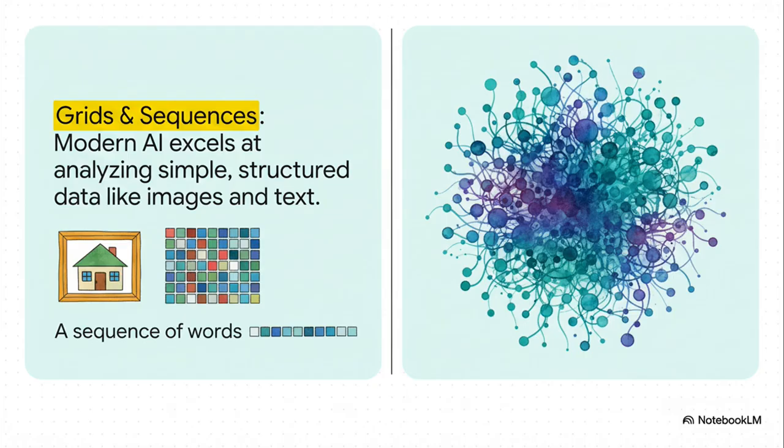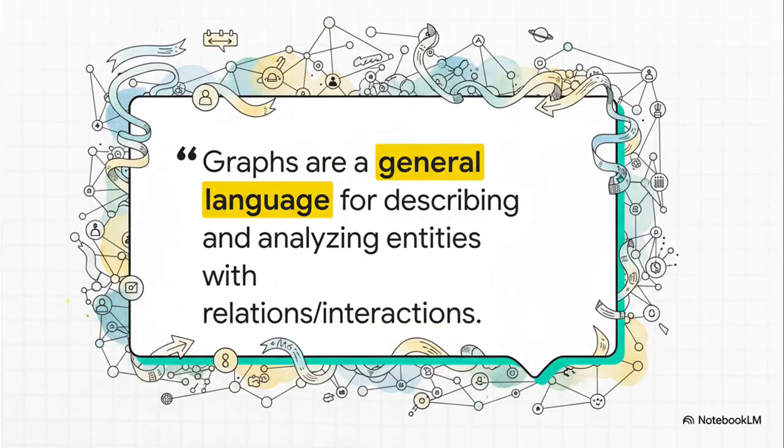But so much of the world's data just doesn't work like that. It's relational, it's made up of things and the messy web of connections between them. And this is where a lot of standard AI methods start to struggle. And that's exactly where graphs come in. Think of a graph as a universal language for describing and analyzing things based on their relationships and interactions. It's really the most natural way to represent this kind of relational data.